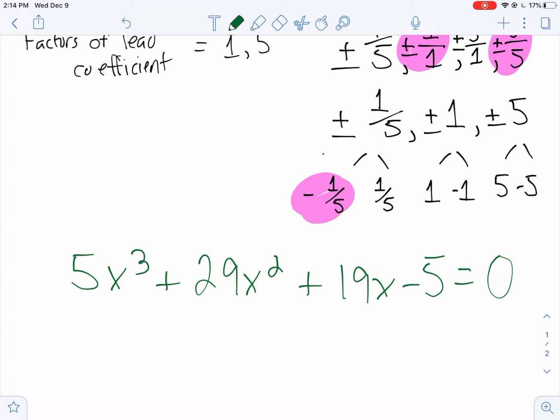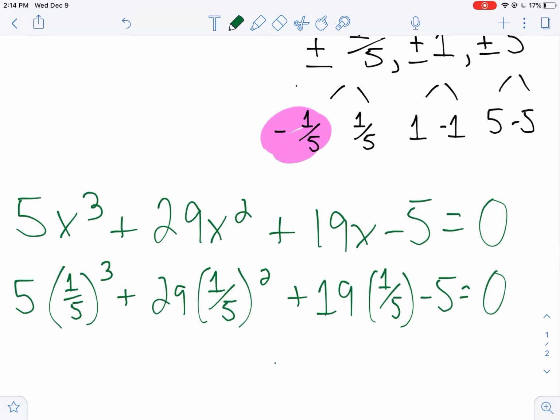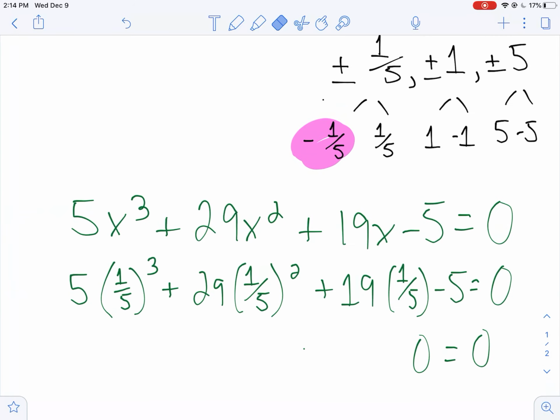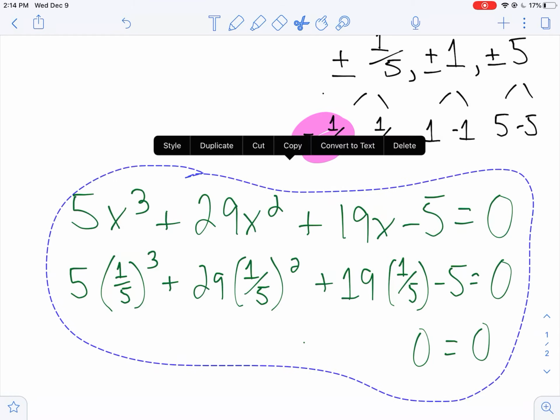What I mean by that is, because someone asked, I'd have to literally plug in all these values for x. I'd have to do out this entire thing and then hope at the end that I get 0 equals 0. If that happens, then that's a root. If I don't get that, then whatever I plugged in is not a root. I would have to do that for 6 cases here. That's a lot of math, and you don't have to go that route.